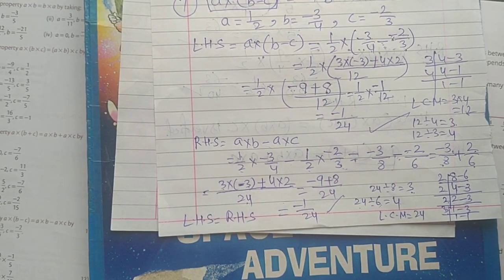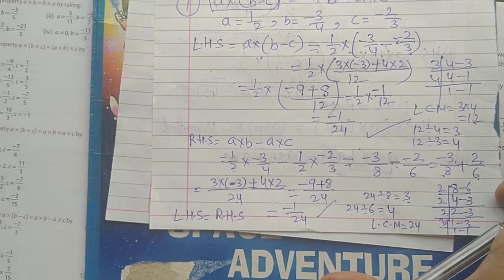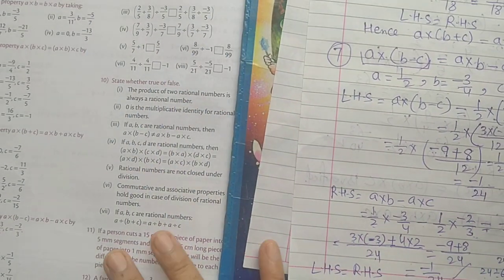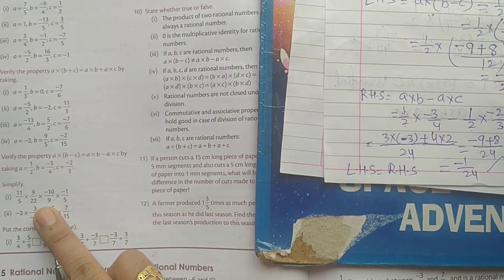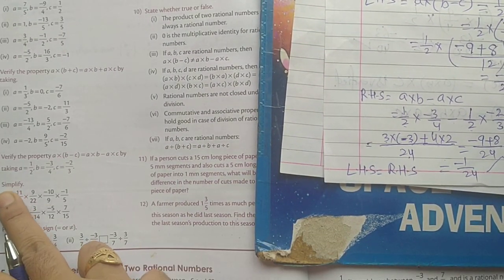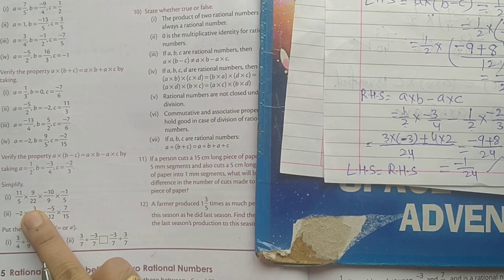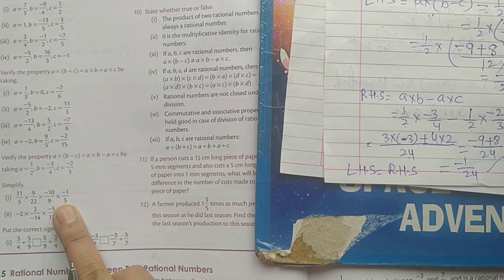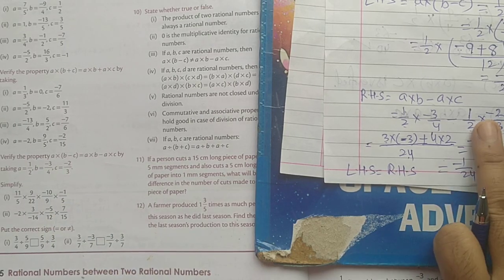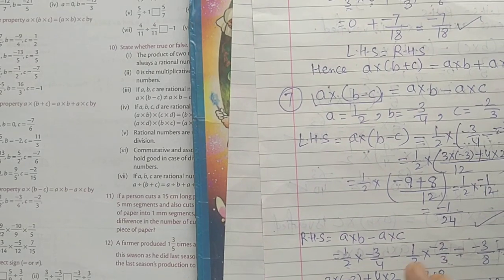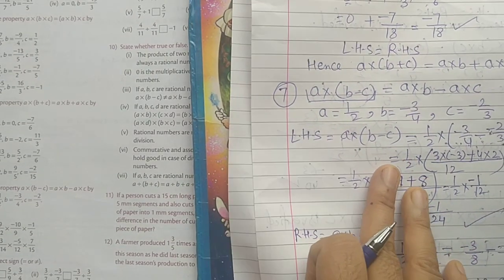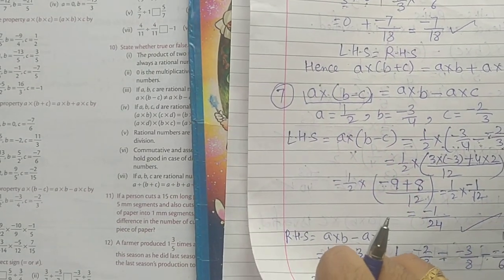Hence the property is verified. Similarly you can do the 8th question by yourself. We will have to multiply, make the group first: the first 2 numbers in one group, the last 2 numbers in the second group. I think the concept is clear to you. All the answers are given in your assignment also. You can take help from the assignments in your notebook.